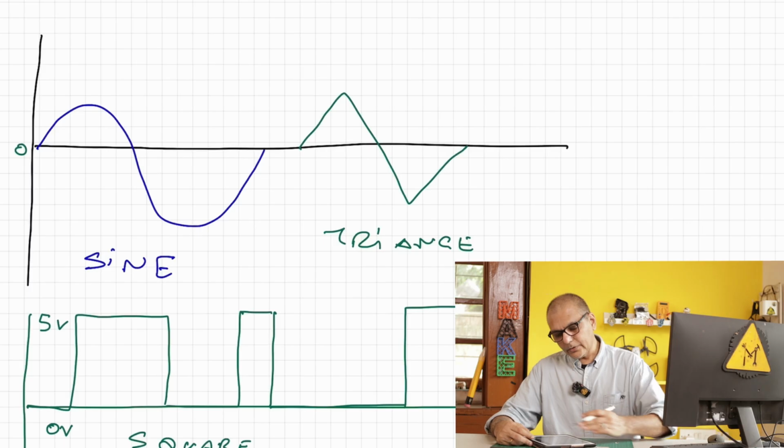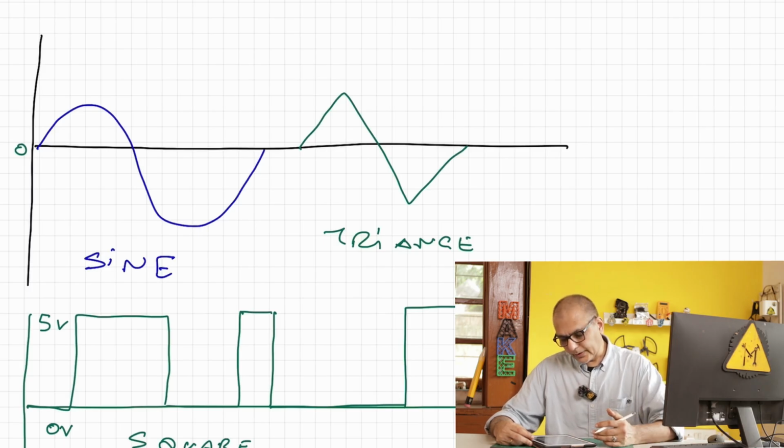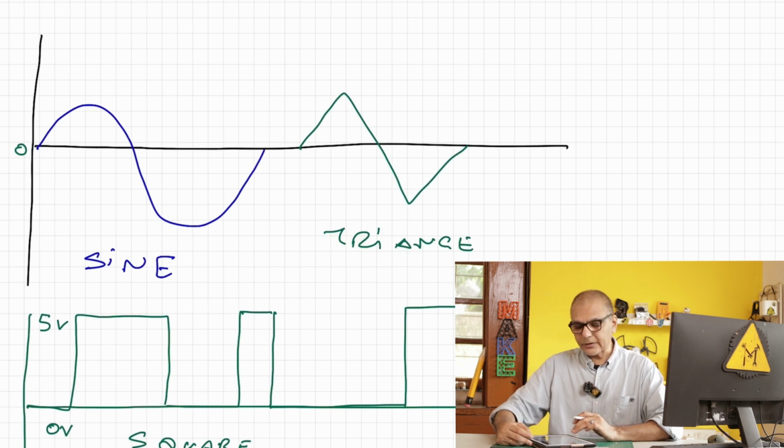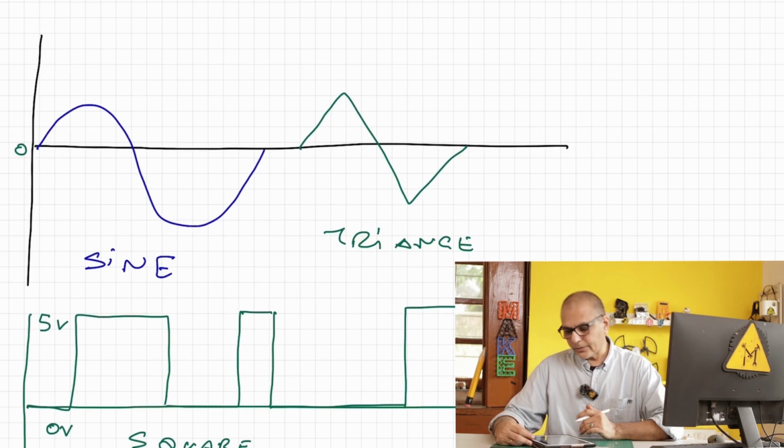So that's a little bit about different kinds of waveforms, and we will focus on the square wave part because this is what leads us to creating what's known as a pulse width modulated signal, and that's a good way of doing pseudo analog outputs from a microcontroller.